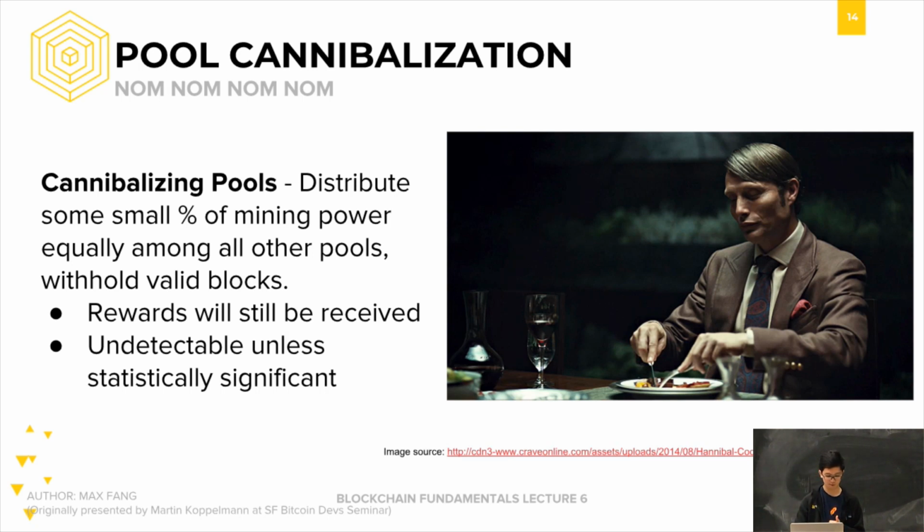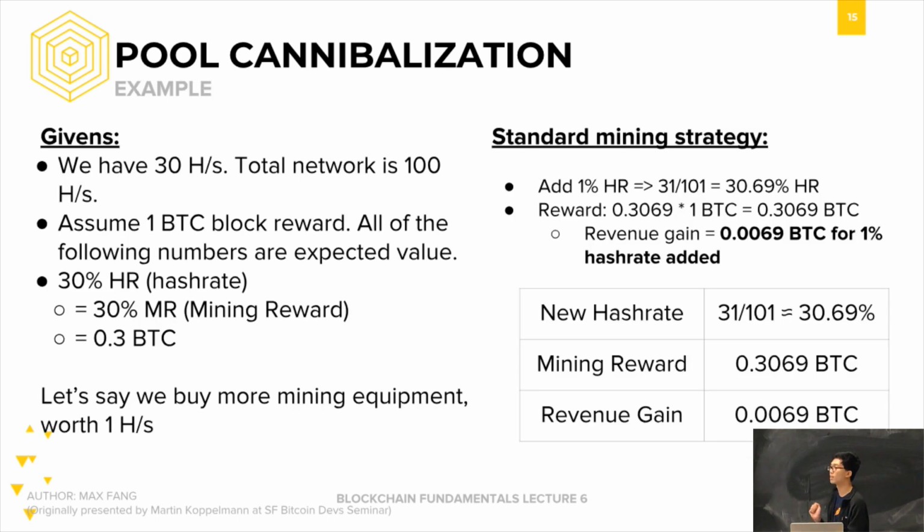So that's the idea. Let's use an example to show why this might be the case. Let's have a really general example: the total computing power in the network is 100 hashes per second. Let's say we have 30 ASICs, so we have a total computing power of 30 hashes per second. And for simplicity's sake, let's say the block reward is 1 Bitcoin. Given that we have around 30% of the hash rate in the network, our expected mining reward from mining a block is around 0.3 Bitcoin. This is just expected value. This doesn't mean it's accurate in any way.